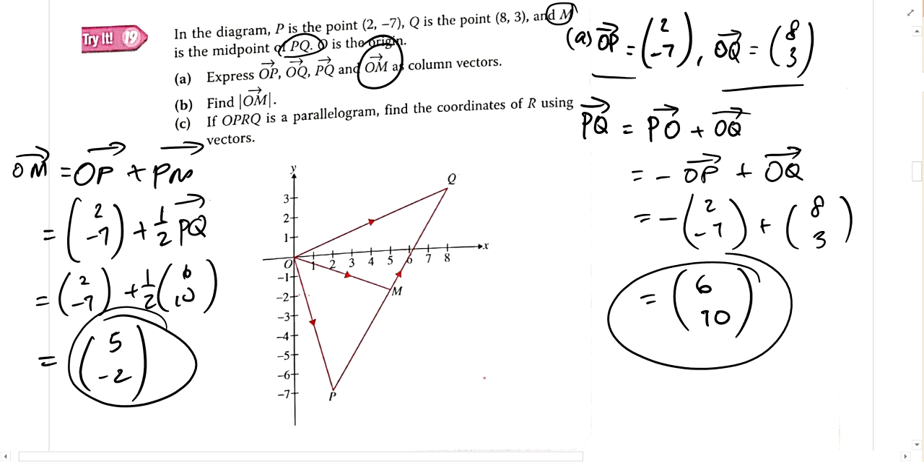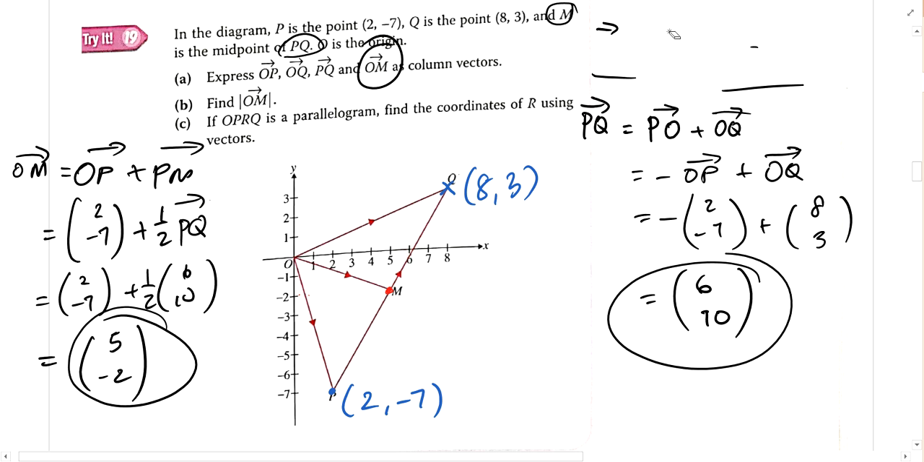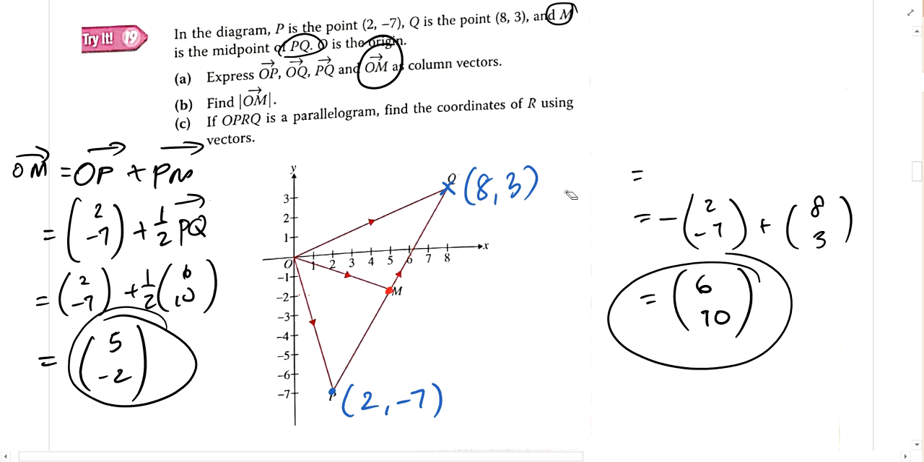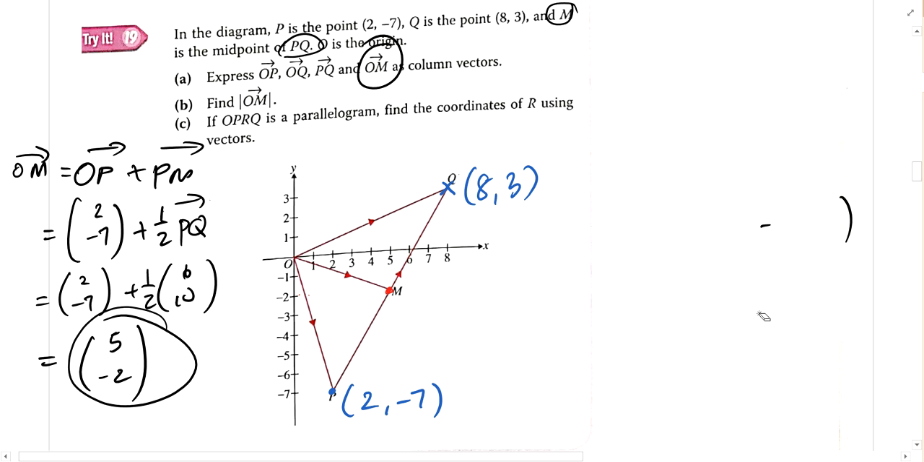Is there another way to find the vector OM? Given that we have the coordinates of Q to be 8, 3, then we have the coordinates of P given to be 2, negative 7. Another way to find the coordinates of M? You all learned midpoint, right? Yeah, I remember teaching your class before. How do we find the midpoint of a line segment? So my line segment is PQ. I want to find the center point. What are the coordinates?